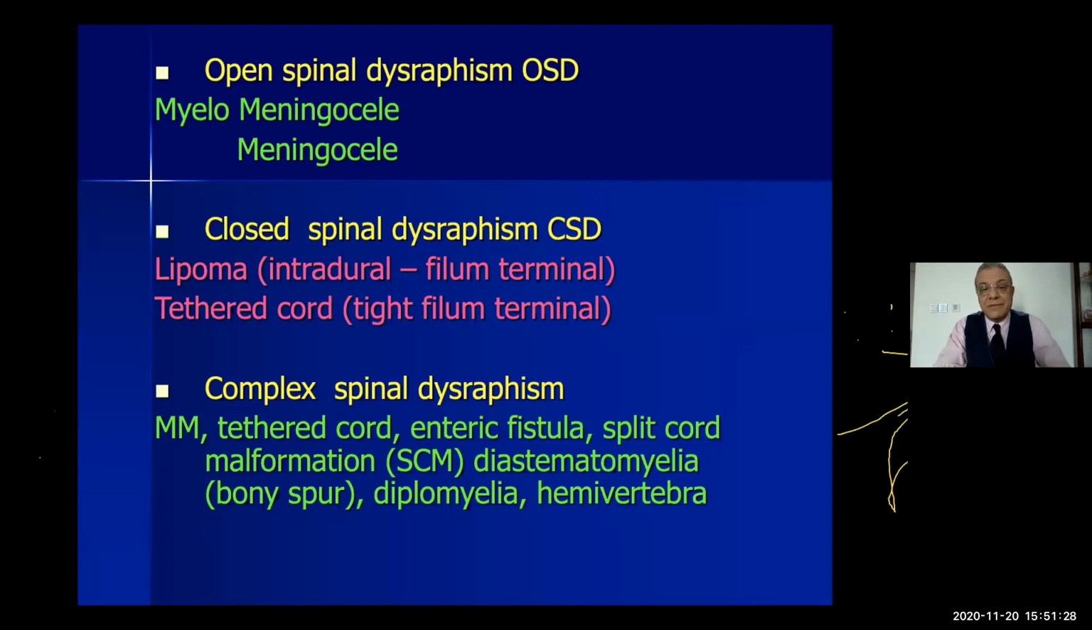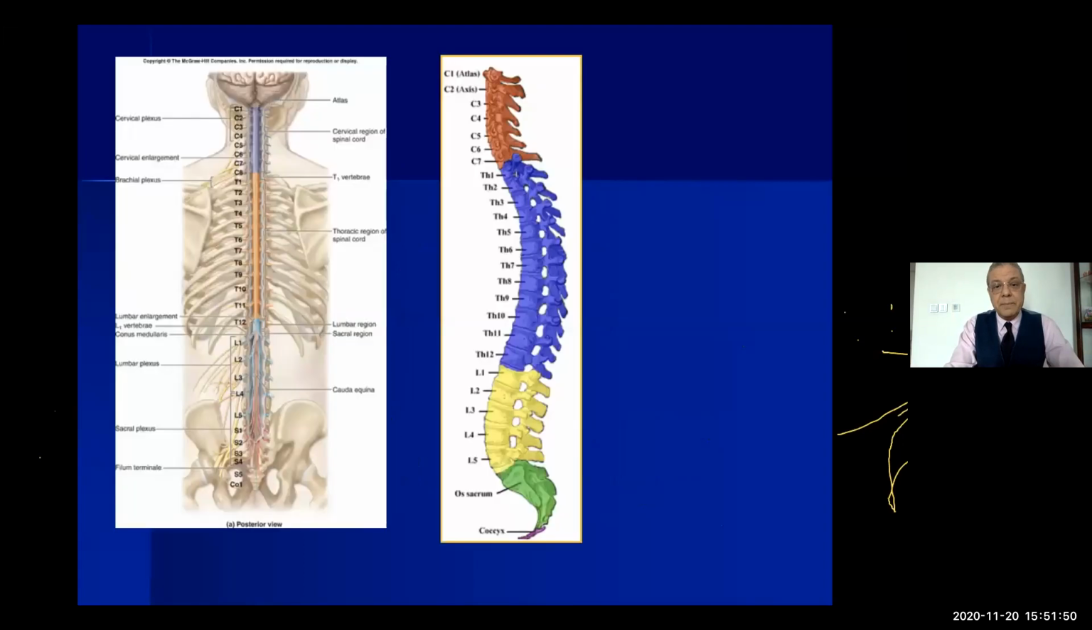And in these cases, or in this surgery, we need to drill the bony spurs and put both parts of the spinal cord together and sew the dura. And also hemivertebra is one of these examples. And talking about diastematomyelia, you have to talk about diplomyelia also, where we have two separate spinal cords. So let us take a look at these photos that might show some anatomical points.